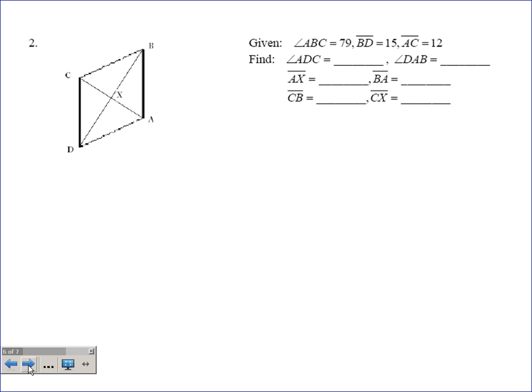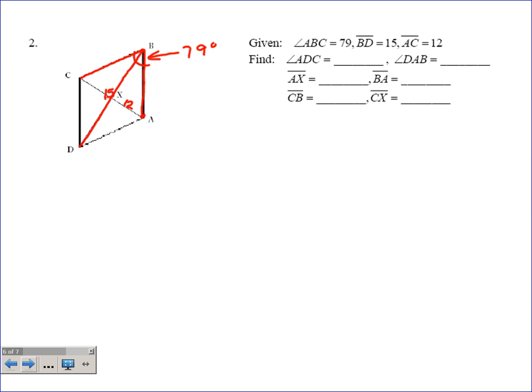Angle ABC means we start at A, we go to B, we cross over here to C. It means this angle right here is 79 degrees. All I'm doing is I'm labeling my picture. Whenever they give you stuff, label your picture. That's the very first step you should do for everything. The entire diagonal is 15, so I'm going to write 15 right there. The entire other diagonal here is going to be 12, so I'm going to write 12 here.